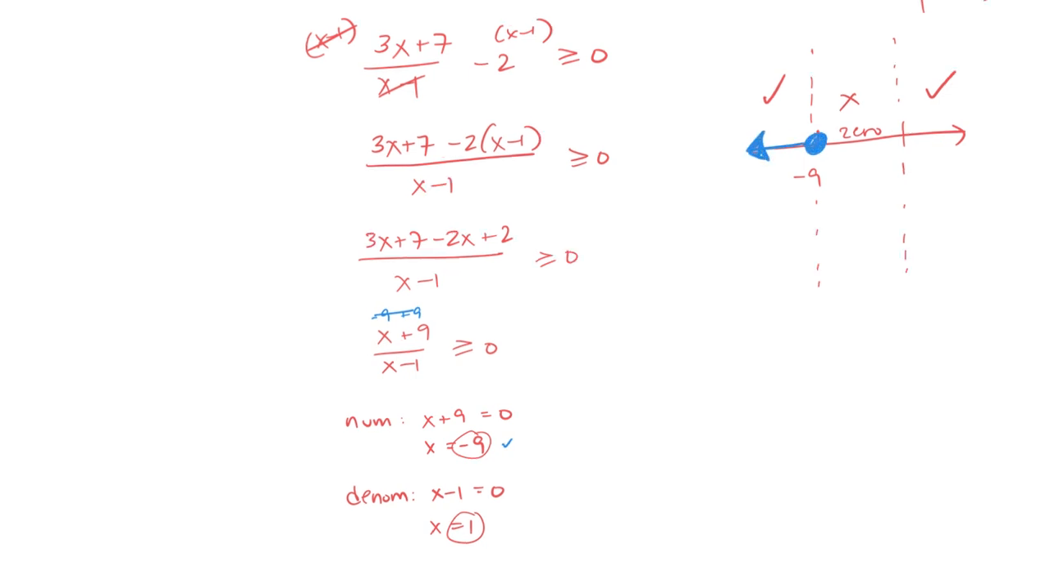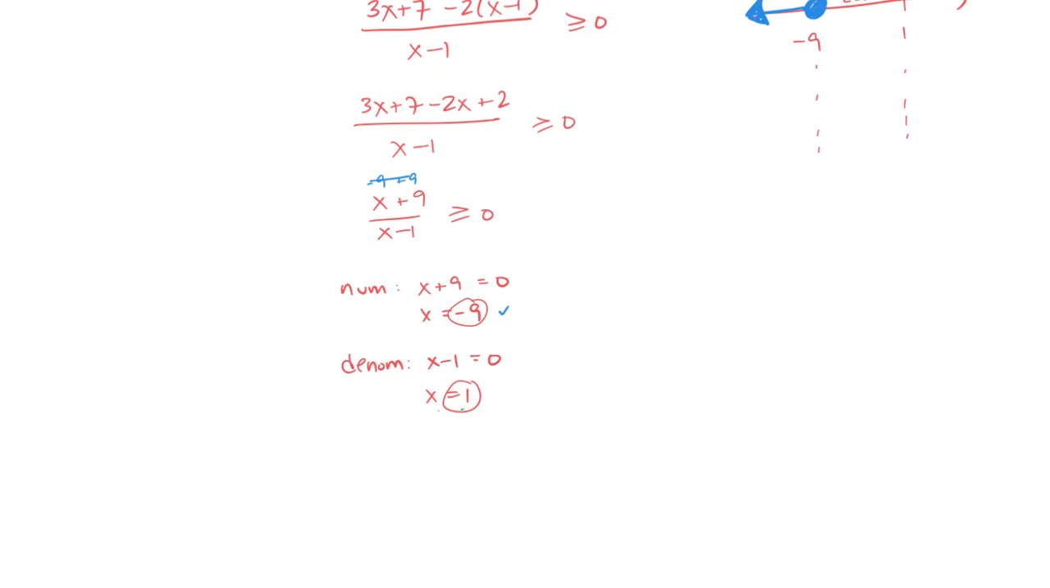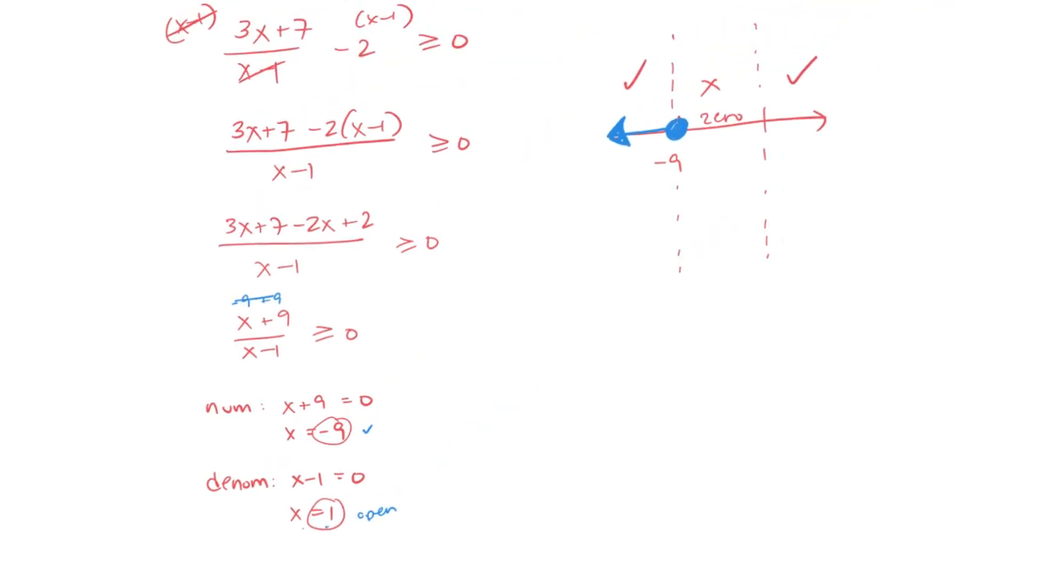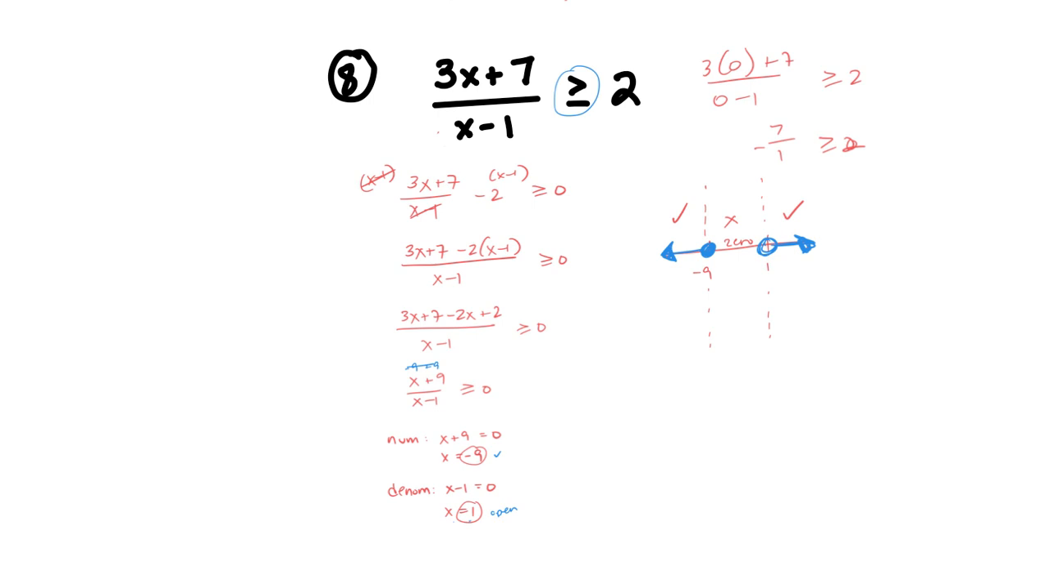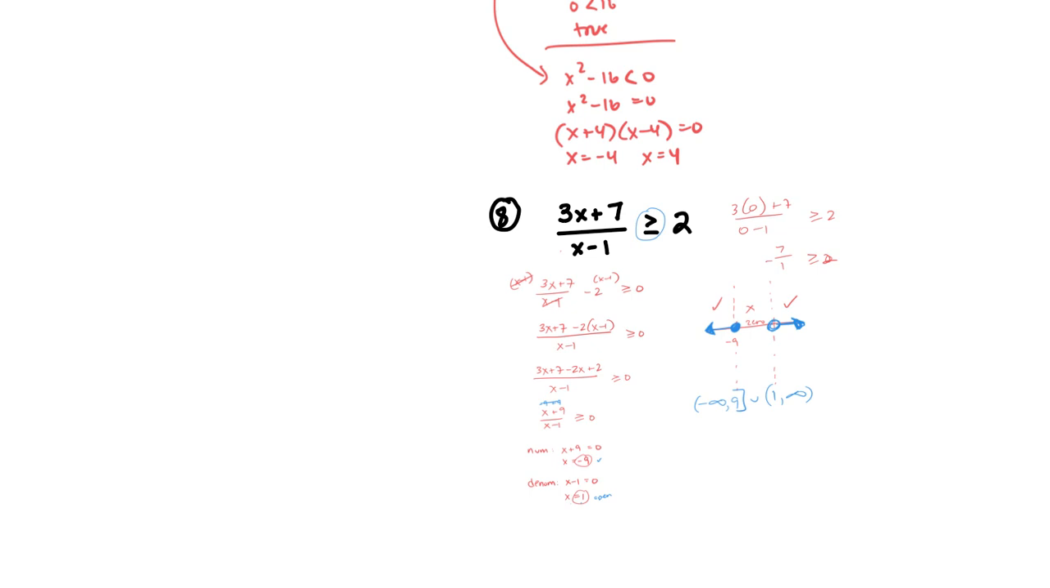Now when I look at the other key value, I know x is 1 makes my denominator 0. Can my denominator be equal to 0? The answer is no, right? So this one has to be an open circle because it includes everything to the right of 1, all the values greater than 1, but it just can't include 1 because 1 would make my denominator equal to 0. So this one's really kind of tricky. Negative infinity to negative 9 with a bracket, and then 1 to positive infinity with parentheses. And so that would be the interval notation for that solution.